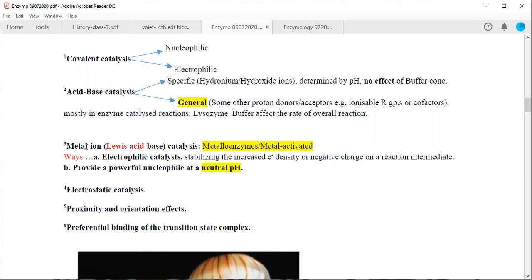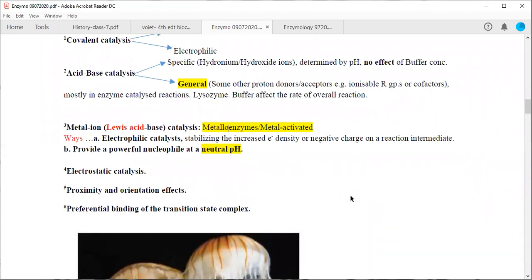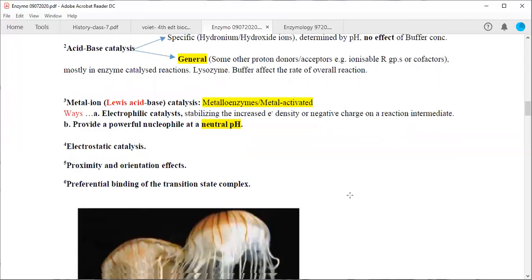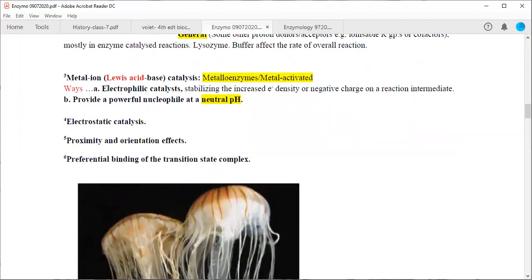Now the most important, the third one, which we are starting today: metal ion catalysis. Metal ion catalysis is also called Lewis acid base catalysis because some enzymes catalyze reactions depending upon the metal ions present in them. These metal ions can be of two types. Either they are tightly bound to the enzyme, and these enzymes are called metalloenzymes, or they are metal activated enzymes. It is possible that metal ions are only activating the enzyme, or that metal ions are part of the enzyme itself.